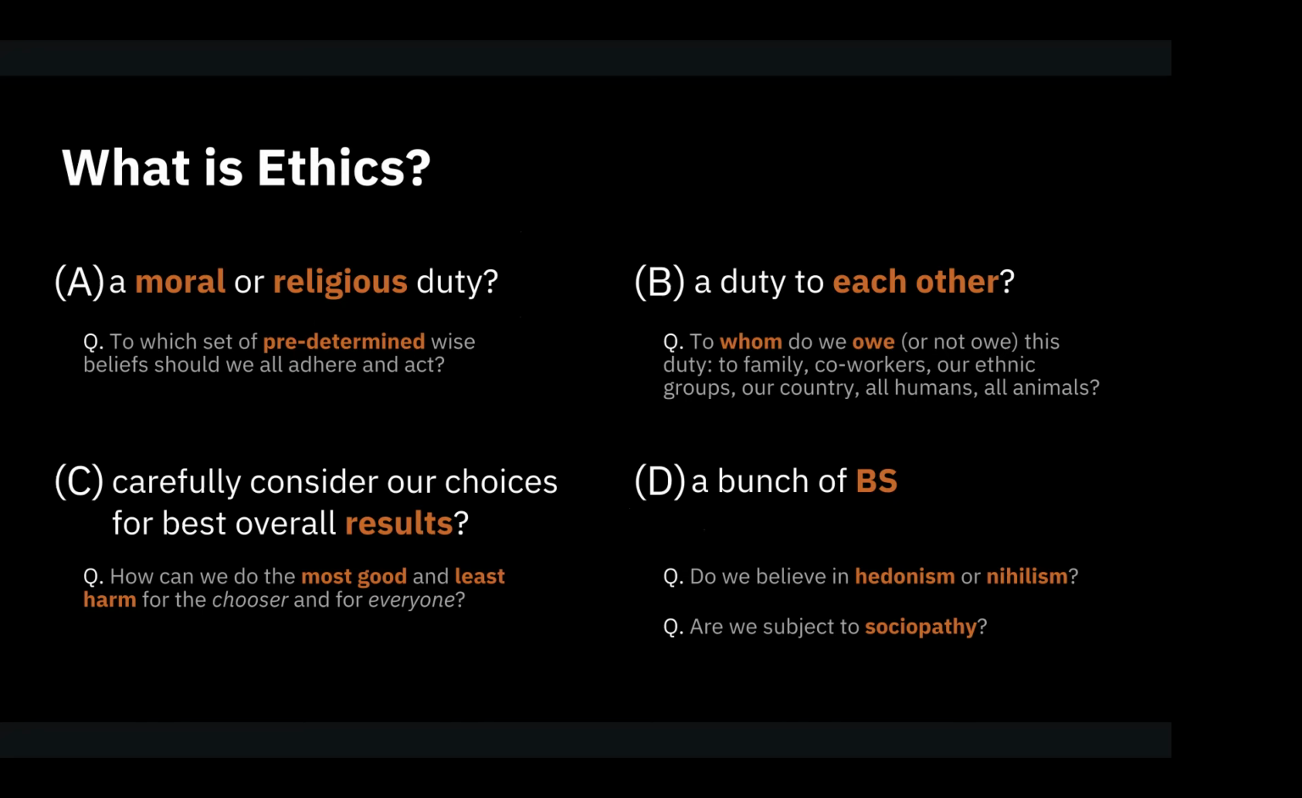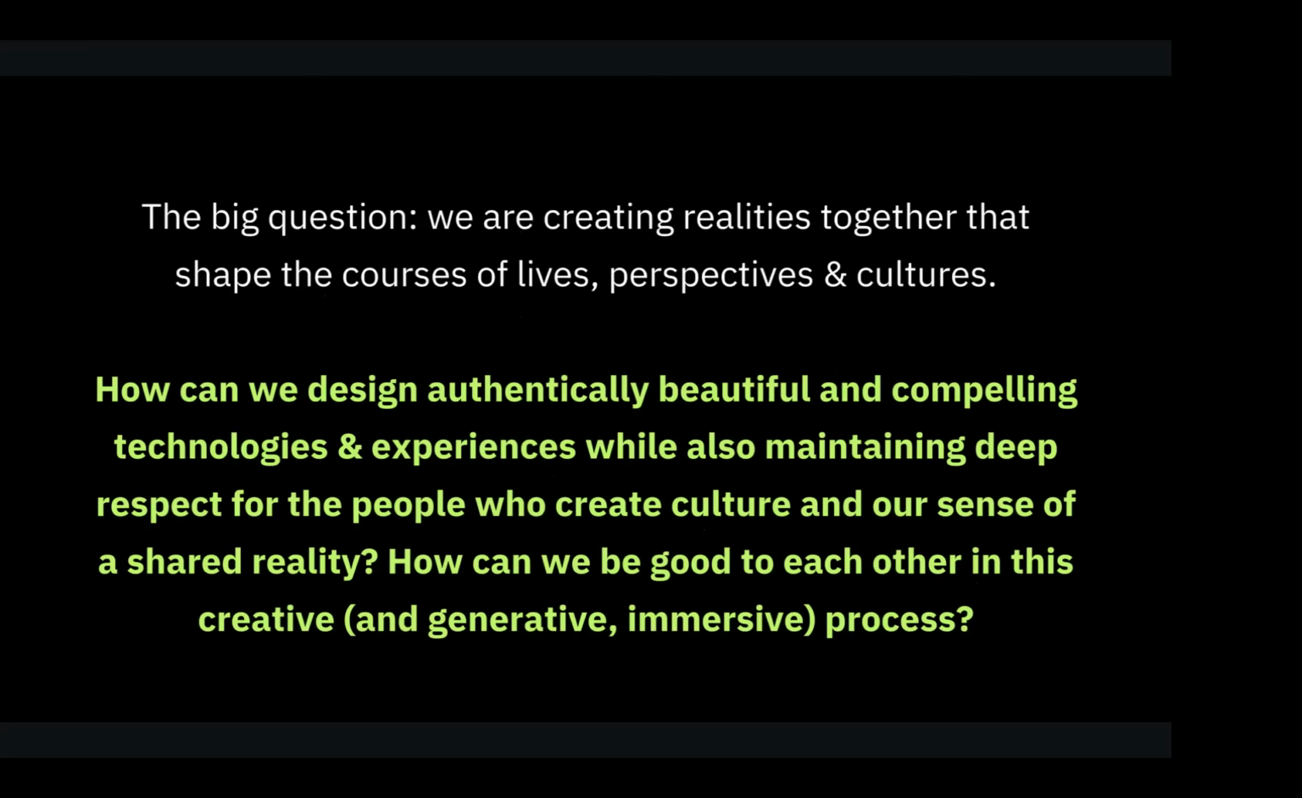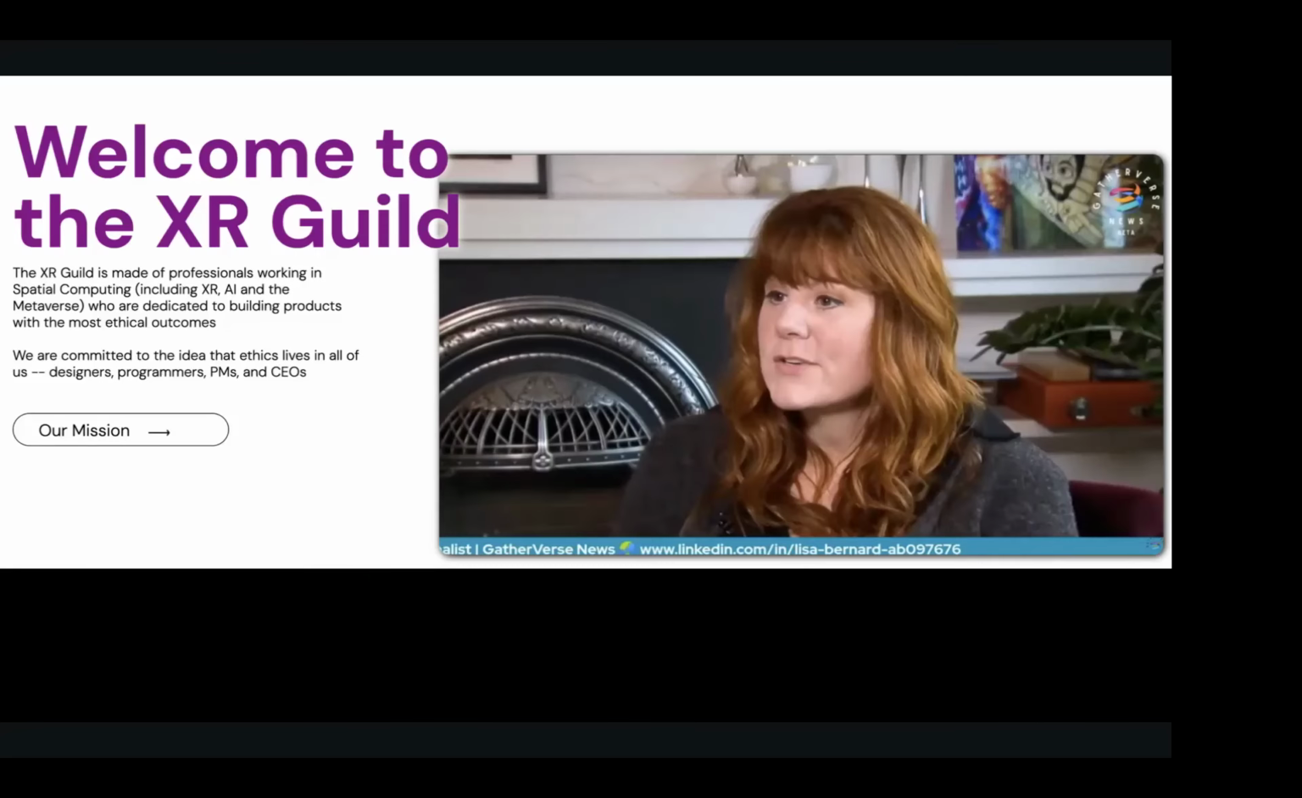We talk about what these responsibilities are to each other and to the greater whole, to society. And the big questions that we're asking: how can we design authentically beautiful and compelling technologies while also maintaining a deep respect for the people who create culture and our sense of a shared reality? Now, that means creating respect for artists, creating respect for other people's intellectual property. How can we be good to each other in this creative and generative and immersive process? Understanding that we are constantly stepping on people's toes, that the concept of generative media steps on artists' toes. And so how do we begin to reconcile that with our own creative vision and being able to bring that vision to life?